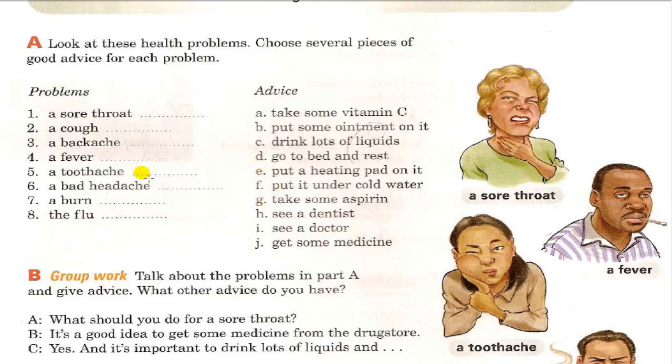A toothache. Toothache, pains in teeth. For a toothache, the answers G, H, I. It's important to see a dentist. A dentist, a doctor for curing teeth. I. It's important to see a doctor. G. It's important to take some aspirin.